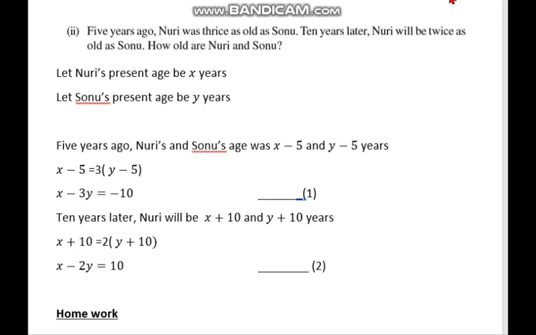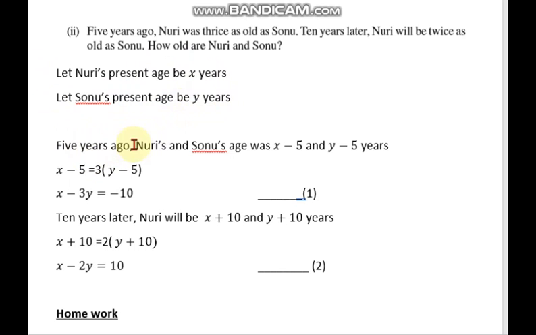Now next question. 5 years ago, Nuri was thrice as old as Sonu, and 10 years later, Nuri will be twice as old as Sonu. How old are Nuri and Sonu? Now, as I told you, whenever we have an age problem, we will always consider x and y as their present ages. So let us consider Nuri's present age as x years and Sonu's present age as y years.